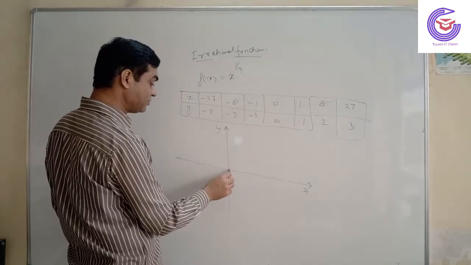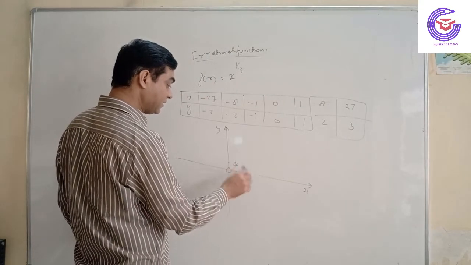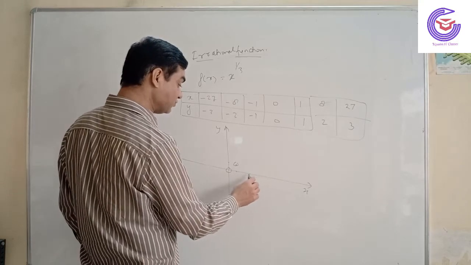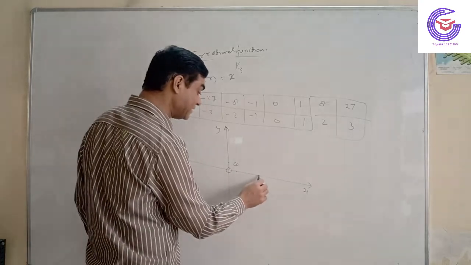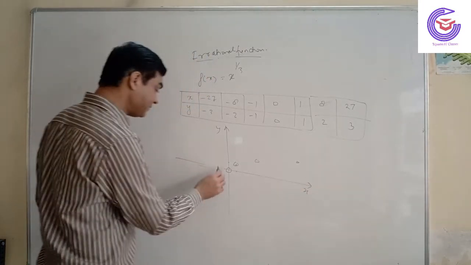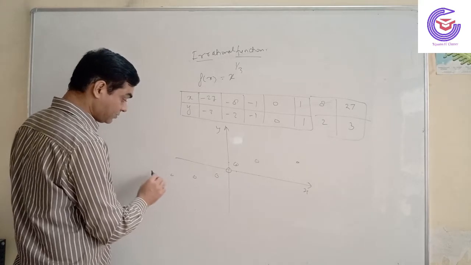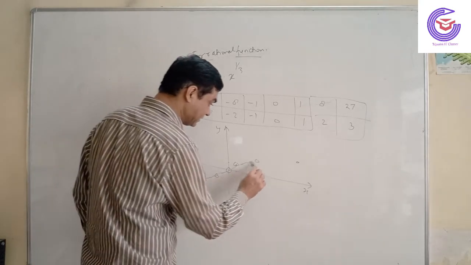Here it's (0, 0). For 1, it's (1, 1). Then for 8, it is 2. If you move on to point 8, then it is only 2. Then 27. In a similar manner, you can plot all these points here. So this graph will look something like this.